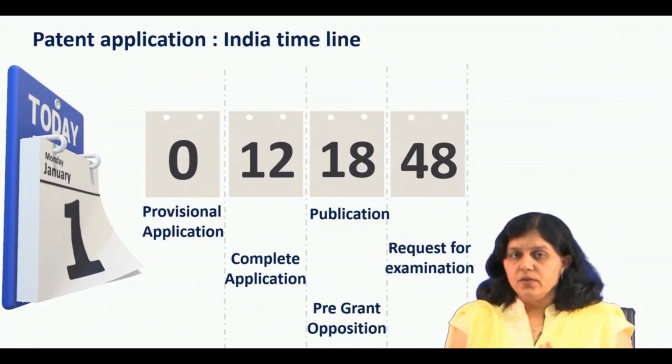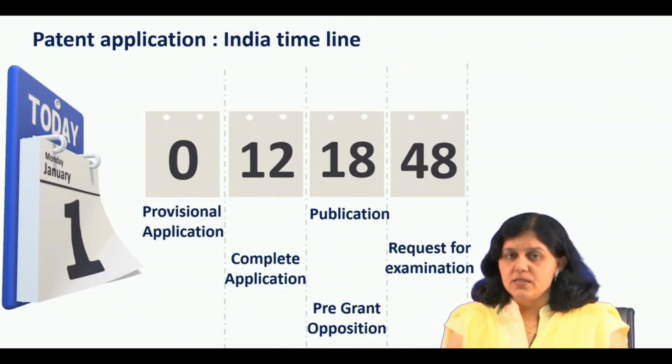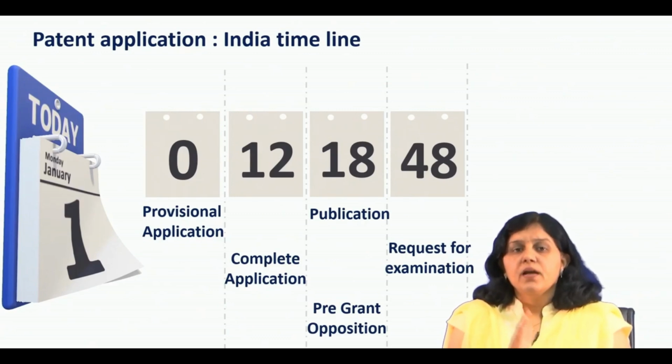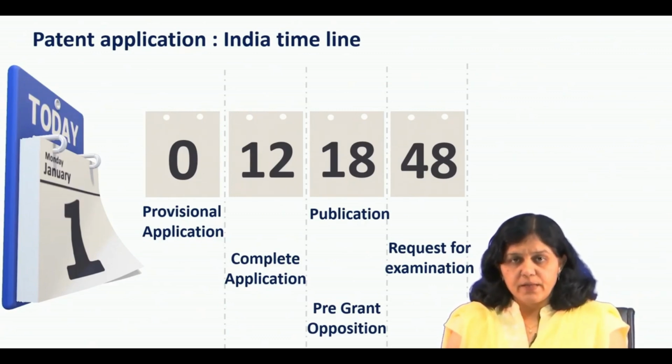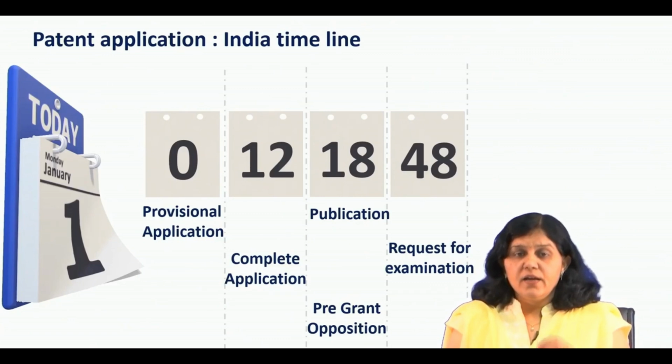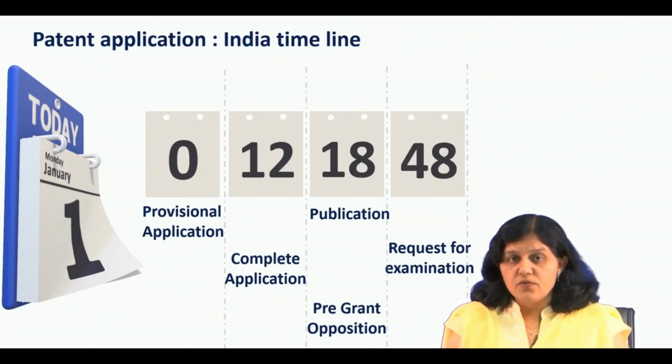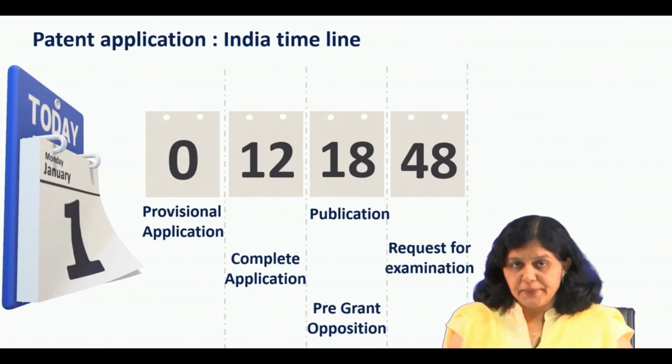After that timeline has lapsed, your patent will come into the public domain. So that 48 months timeline is very important. You have to file the examination request before 48 months. Remember that if the request for examination is not filed, the patent will not be examined.